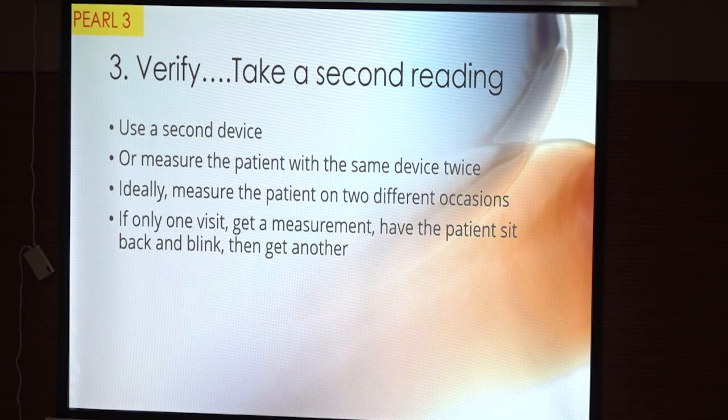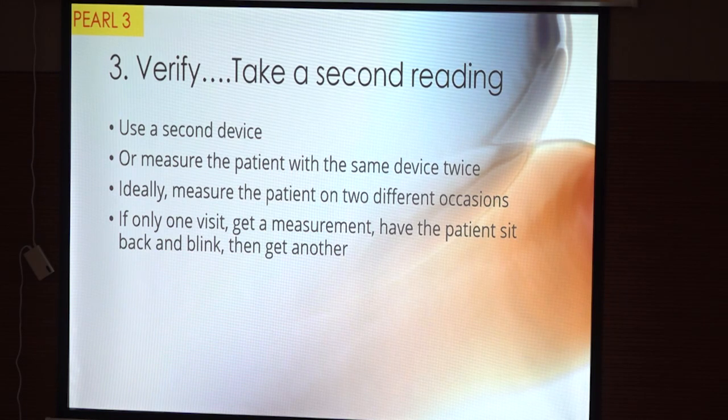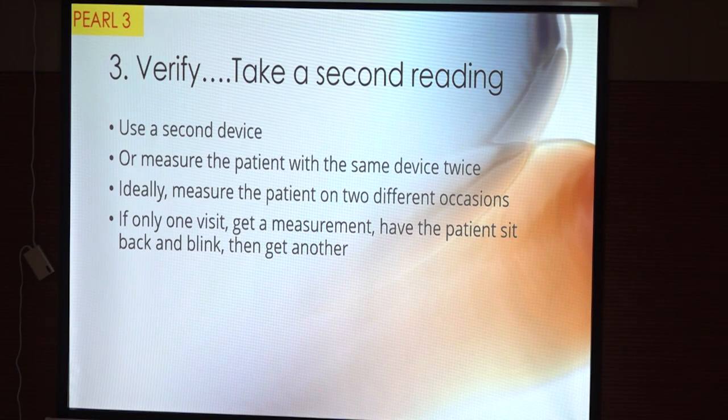Pearl number 3 is always verify. Take a second reading when in doubt. So you can use a second device, or you can measure the patient with the same device twice. Ideally measure the patient on 2 different occasions. If the patient is able to come only for 1 visit, then get 1 measurement, have the patient sit down, blink, and then get another measurement.